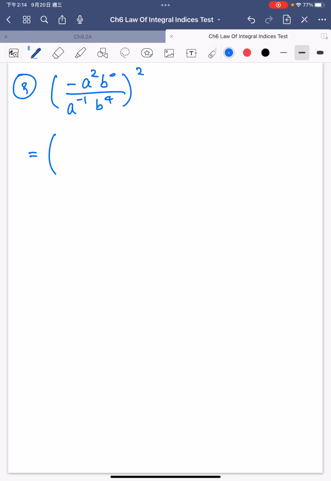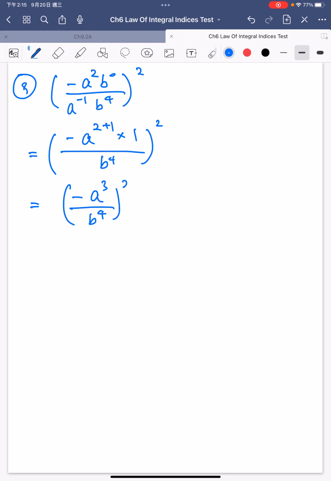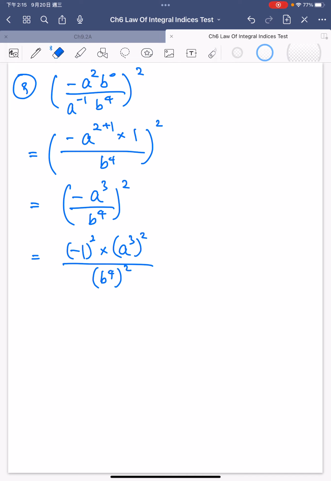Which means that we have the negative a to the power of 2 plus 1 times 1 divided by b to the power of 4, and the whole thing squared. Then we can have the negative a to the power of 3 divided by b to the power of 4, squared. As we have this negative, we have negative 1 squared times a to the power of 3, all squared, divided by b to the power of 4 squared. So the formula we're using is just to distribute this 2 to this a cubed, to this negative, together with this b to the power of 4.